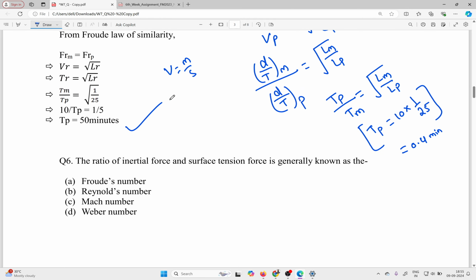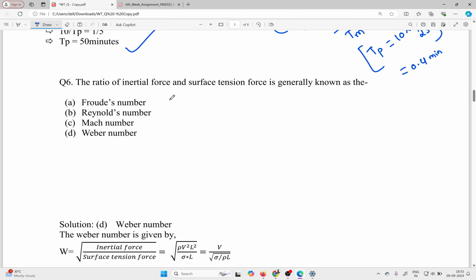Now we'll move ahead with question number 6. The ratio of inertia force and the surface tension force is generally known as. Just please try to give your answer in the chat box.